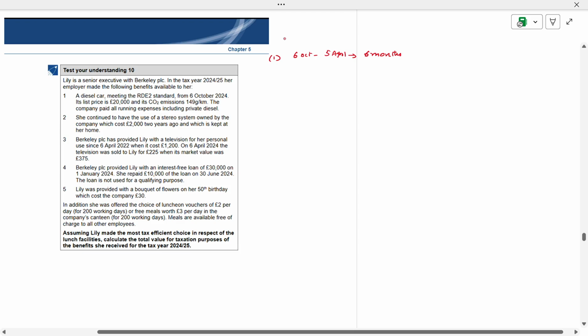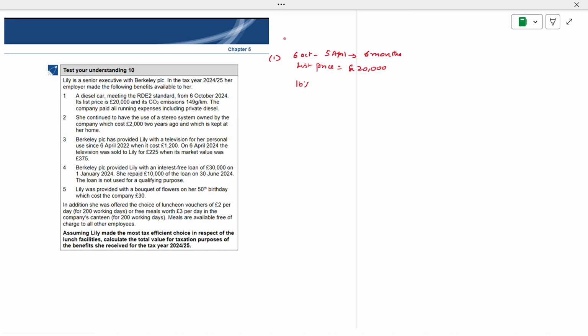Slowly. Don't rush. Okay? Now, what is the list price? List price is going to be 20,000. The emission is how much? 149. Means 16%. It is a diesel car or private car? Diesel, sir. But meeting RDE2. Where has it been given? So diesel car meeting the RDE2 standards.